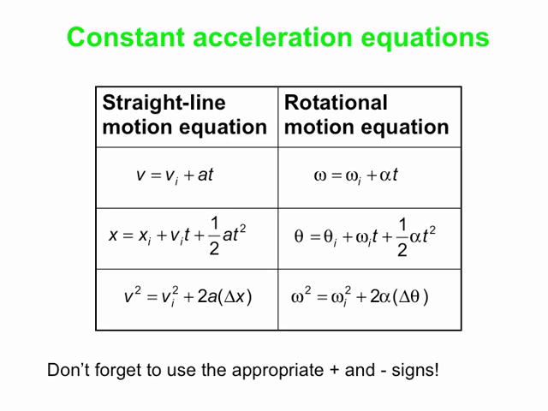Before we go, don't forget, this was very important for straight line motion, use the appropriate plus and minus signs for your v's and a's and x's, just like you do for omegas, alphas, and thetas. Think about your signs. Pick a positive direction and see which way your different variables go compared to that positive direction.